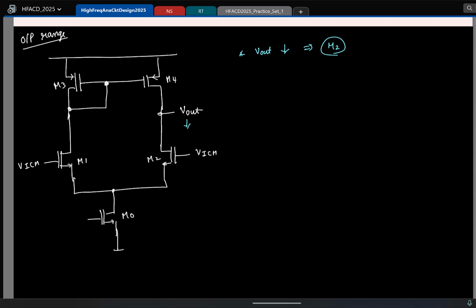So then what is the minimum drain voltage? Minimum voltage the drain of an NMOS transistor can go. It is one threshold below the gate, right? Minimum it can go is one threshold below the gate. So I will directly write it. It is the Vout minimum. It is the gate voltage. What is the gate voltage here? The VICM minus the threshold voltage of M2.